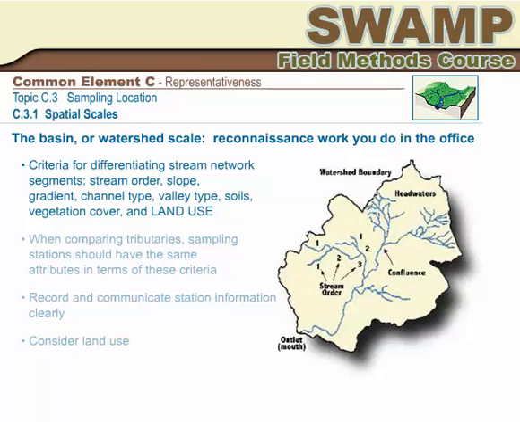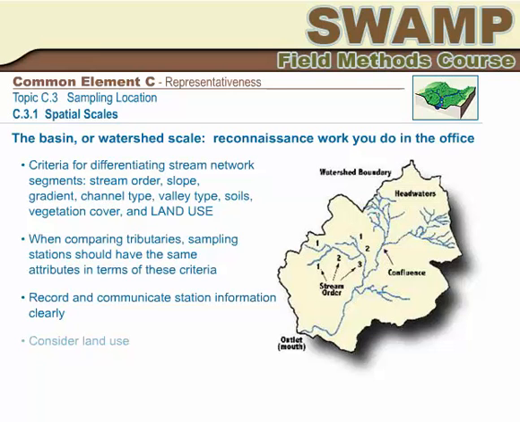Many people try to get a good representation of each major tributary. If they want to compare one tributary to another, they have to select stations at locations that have the same attributes in terms of these criteria, so that the only variable that changes is the tributary itself. If someone wants to compare their station to yours, it helps if you record and communicate clearly what your station represents in terms of stream order, gradient, etc.